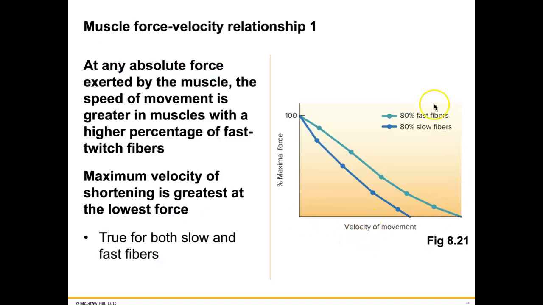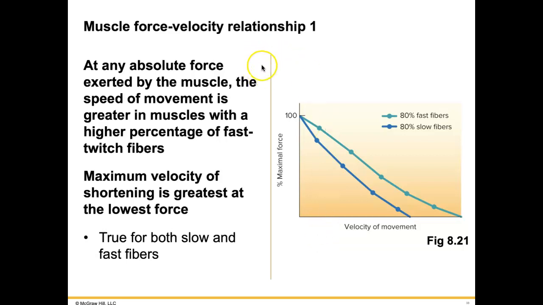When we look at this figure on the right-hand side, we can see that this is our percentage of maximal force, 100 being the most, right? And then we have the velocity of movement. So this would be slower movements, this would be faster movements. And note that the green points here are our fast twitch muscle fibers, and the blue are our slow twitch muscle fibers. So when we look at this figure, there are two main points that we can see here.